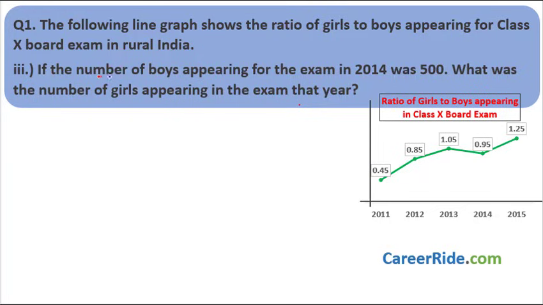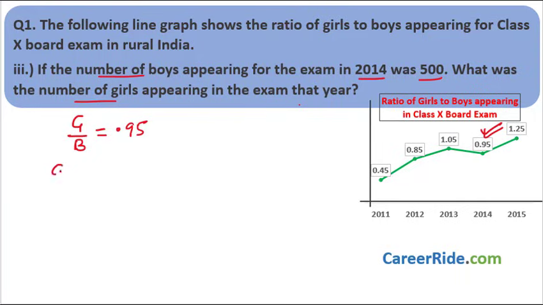If the number of boys appearing for the exam in 2014 was 500, what was the number of girls appearing for the exam that year? Again, a very easy question because everything is given to me here itself. It is given that the graph is a ratio of number of girls to the number of boys, and the value for 2014 is what? You just look at the graph. The value for 2014 is 0.95, right?